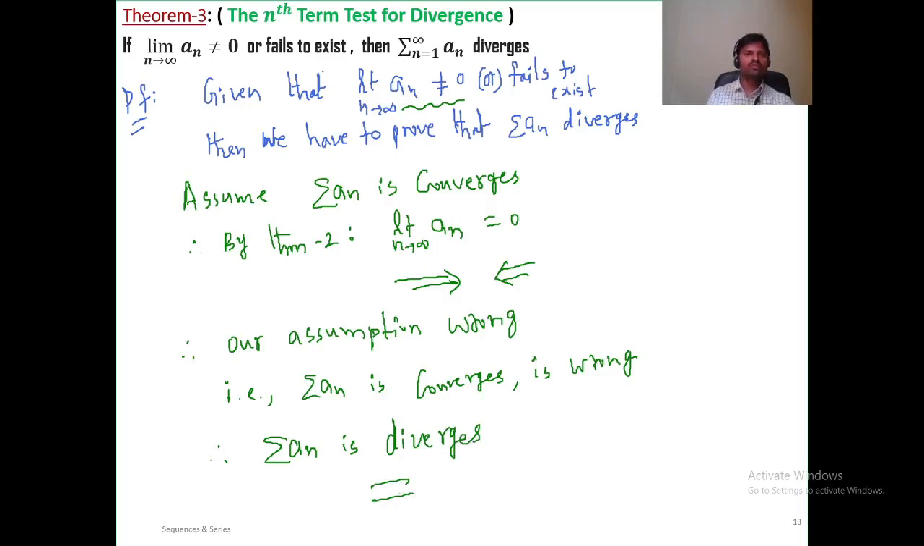Again, it is not an if and only if statement. You find the limit value. If the limit value is not equal to 0 or does not exist, then directly your conclusion is that the series a_n diverges. For example, if the limit of a_n is equal to 0, you cannot conclude whether it diverges or converges. Just now I told you, the converse of theorem number 2 need not be true. So if the limit of a_n is equal to 0, we cannot say that the corresponding series a_n converges. I can comment only if the limit of a_n is not equal to 0 or fails to exist, then only I can say the series diverges.